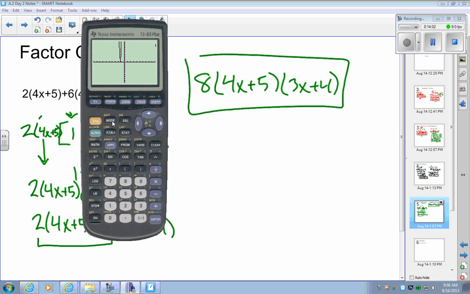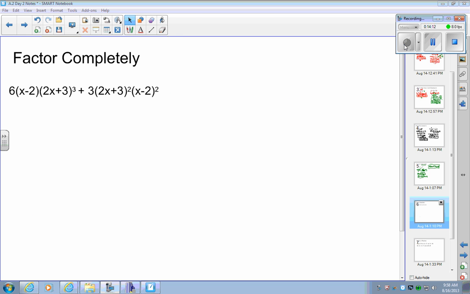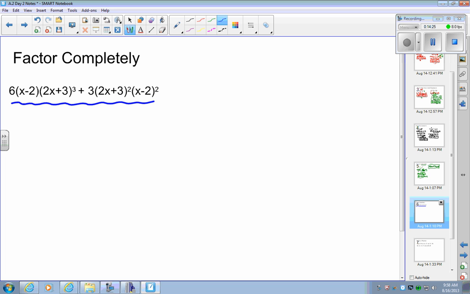You go to your table, not a graph. You see you get the same number. Okay, last example. Factor completely again, but you can see this is way more complicated. This is an expression you'd see in calculus. These things, even though there's a lot going on here, simplify down to very simple things.